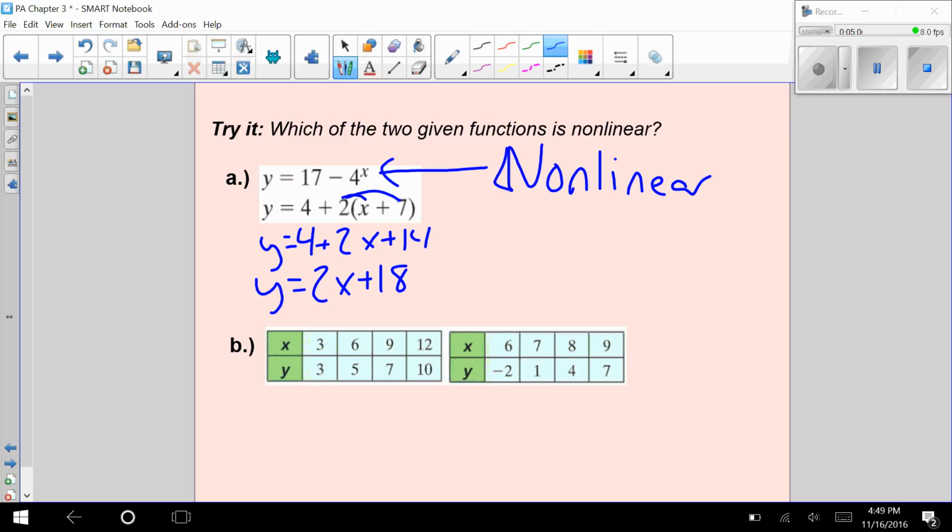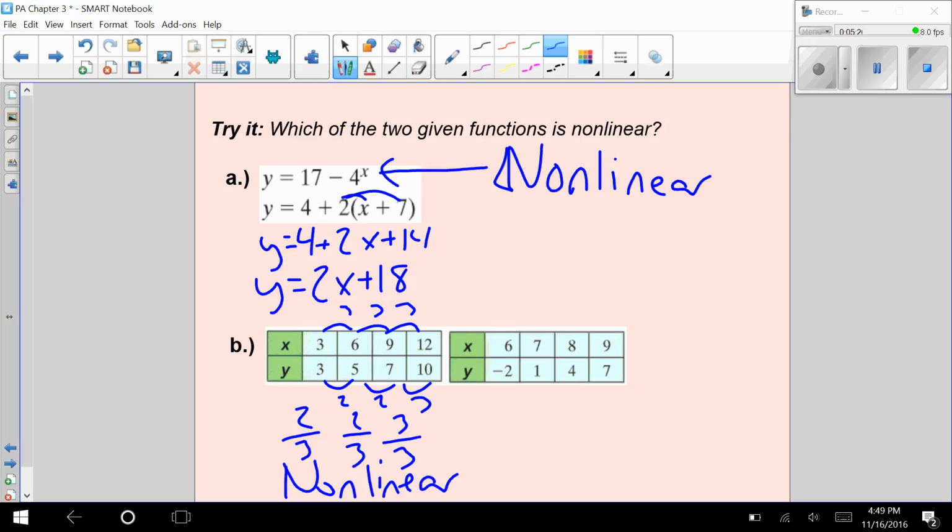In the bottom, we look at our ratios of changes. So we have 3, 3, 3, 2, 2, 3. So we have 2 over 3, 2 over 3, and 3 over 3. All right, well, that tells me that this one's going to be nonlinear. But let's check just to be sure. Over here, I have a 1, a 1, a 1, a 3, a 3, a 3. So all of those ratios are 3 over 1, and they are all equal. Therefore, that one is linear.